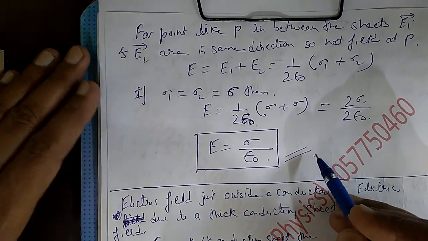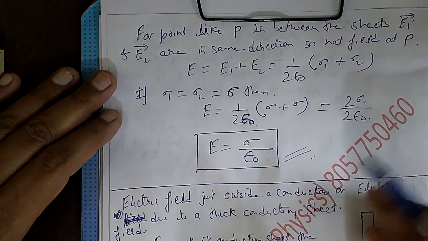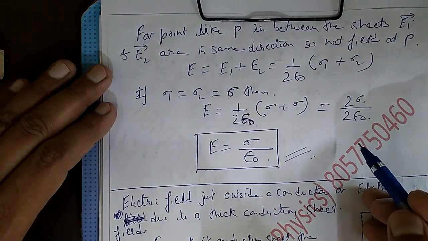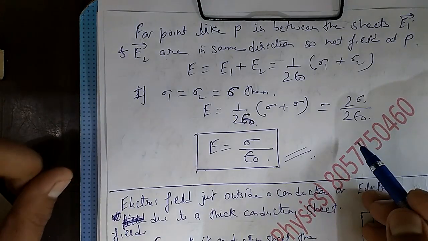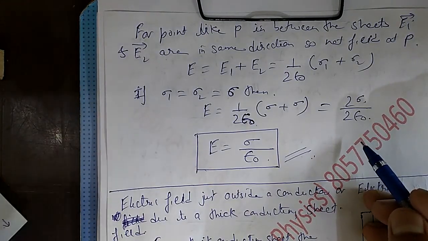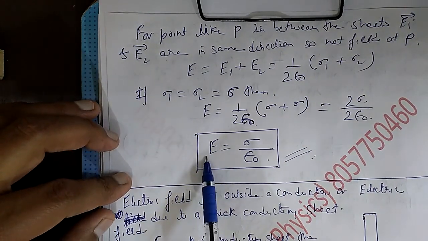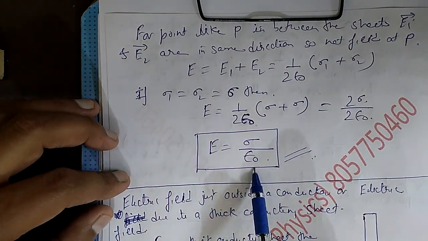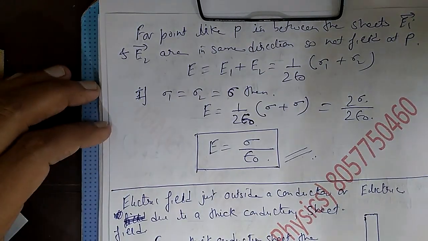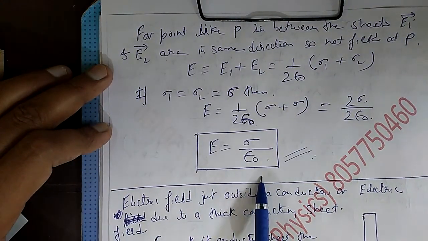I will be using this expression in the chapter capacitors, where the field between the two plates having equal and opposite charge, I will take as E equals sigma upon epsilon naught. So there in the chapter capacitors, I will use this expression directly.